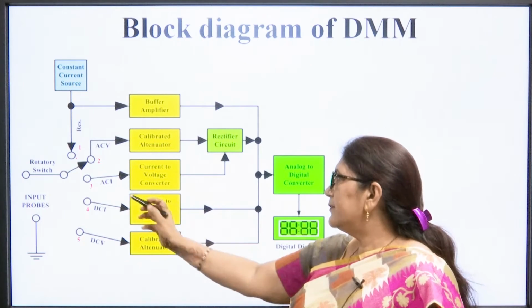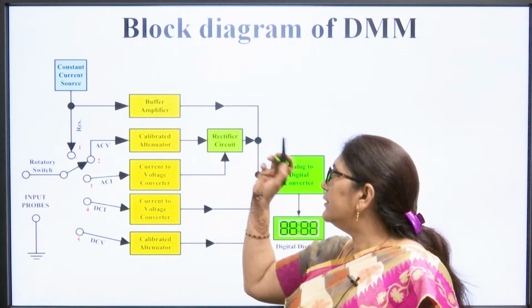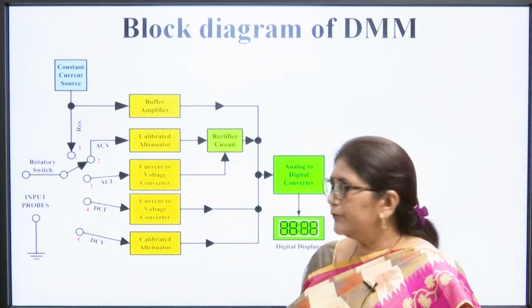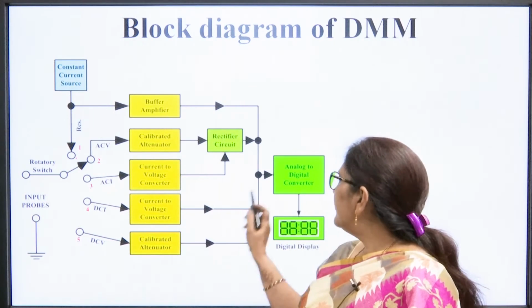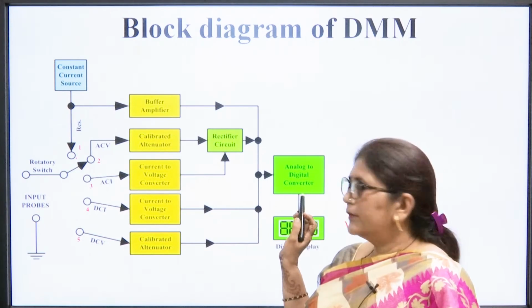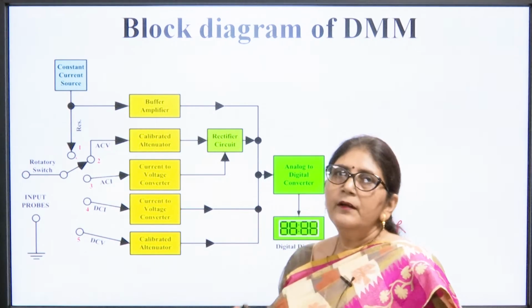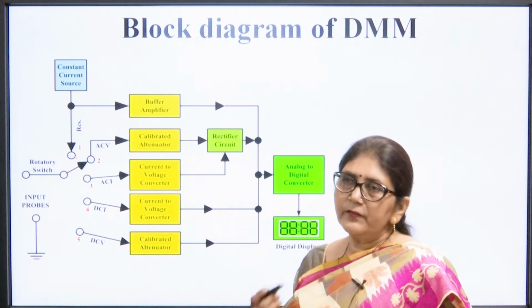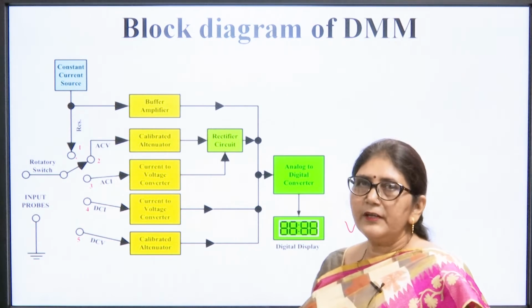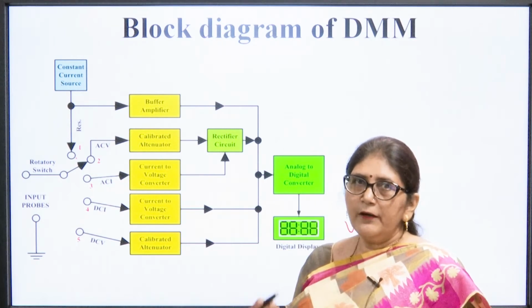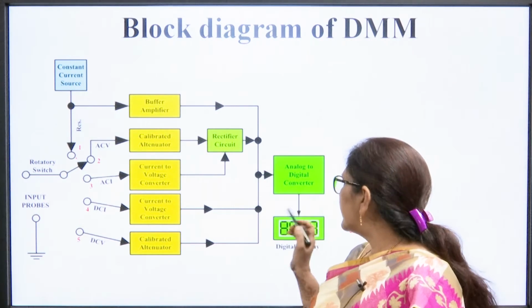Then again, since it is an AC signal, we need a rectifier circuit to convert it into DC. Similarly, if we have DC voltage, then we directly feed it to the analog to digital converter. There are many analog to digital converter circuits you have studied, like the successive approximation circuit, the integration type circuit, and the dual slope analog to digital converter.